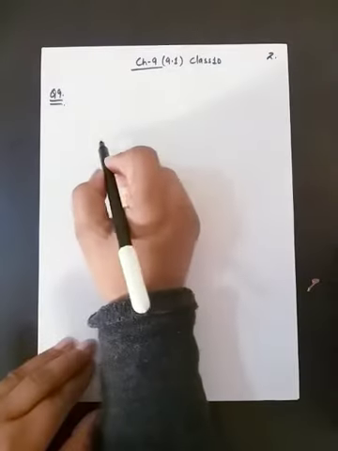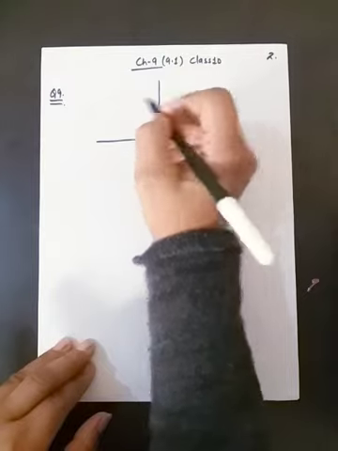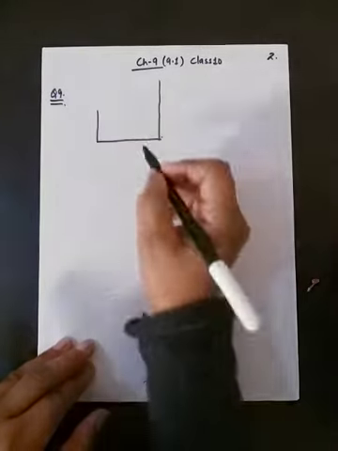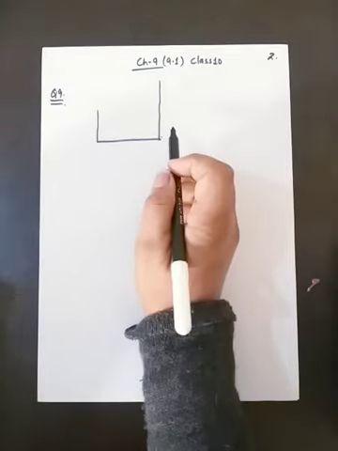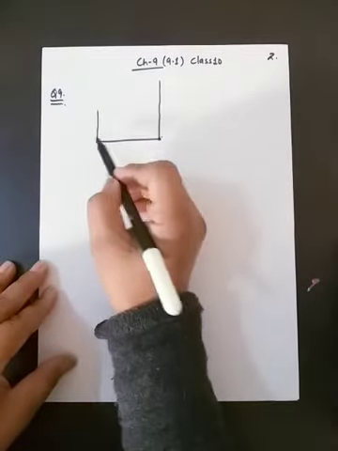Question number 9. The angle of elevation of the top of a building from the foot of a tower is 30 degree. The angle of elevation of the top of the tower from the foot of the building is 60 degree. If the tower is 50 meter high, find the height of the building. It means in this question, on the ground there are two types of buildings. One is a tower and the other one is some building. And from the foot of one we are observing the top of the other.